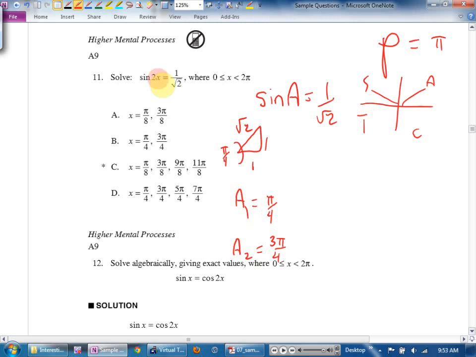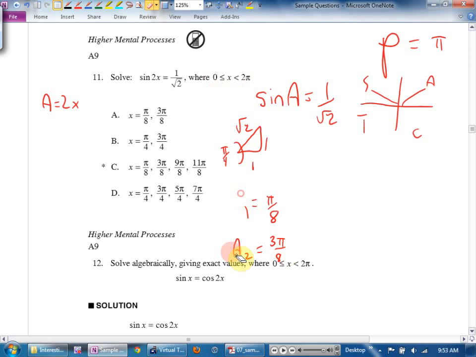Matt, how do I get the x by itself? Oh, so instead of a 4, there's my first x value. And instead of a 4, nice try, Mr. Dueck. Instead of a 4, there's my first x value. And then they want more angles between 0 and 2 pi. Oh, and let's call them x's now, Mr. Dueck.